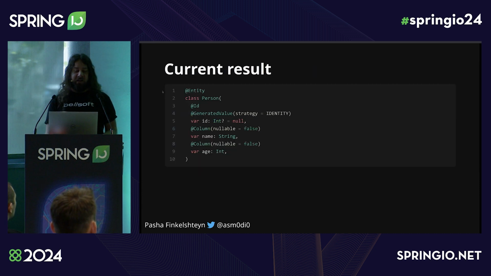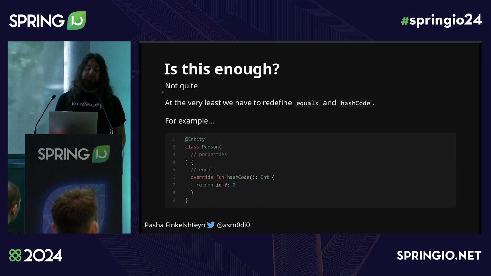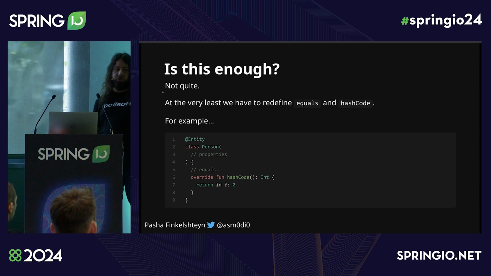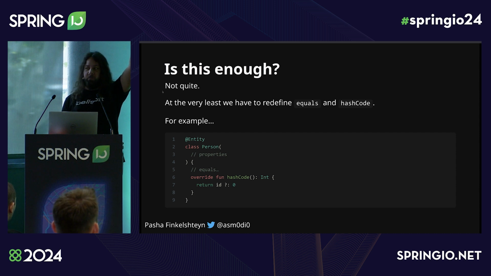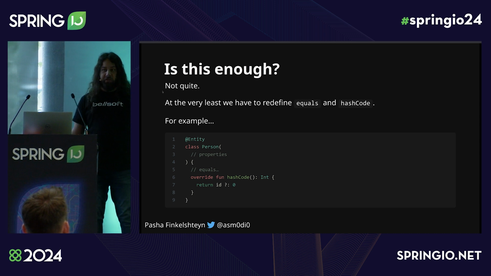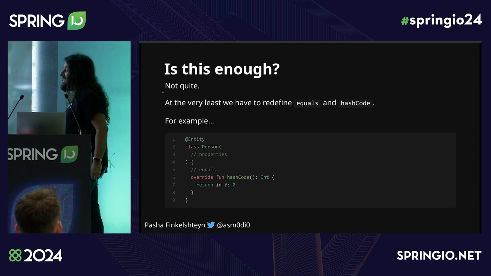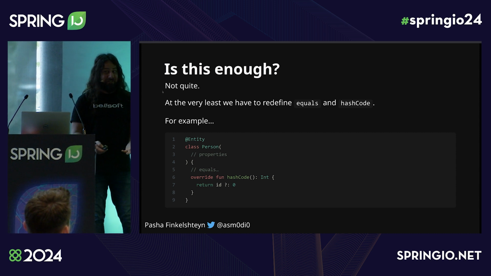So our current result is something like this. But is it enough? I think that not quite. At the very least, we should redefine equals and hashCode. Who knows how to define hashCode and equals correctly for JPA entities? One, two, three, four, five, six, seven hands. Yeah, I don't know either. It's actually a difficult, complex question.